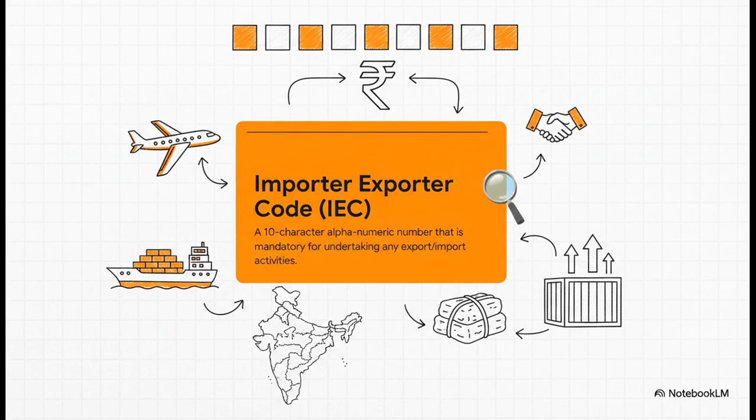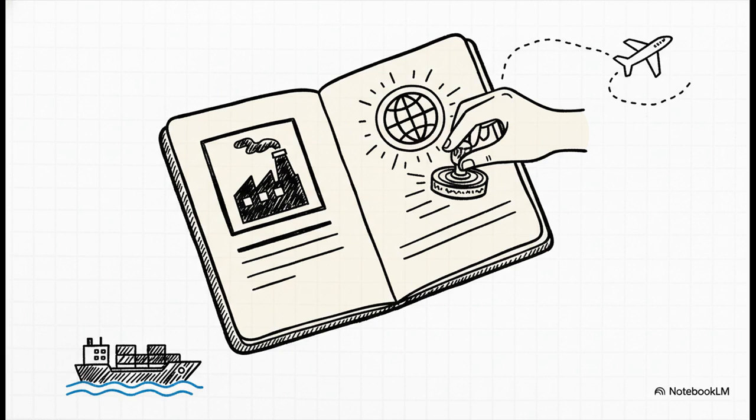Well, put simply, it's a unique 10-character code, a mix of letters and numbers. And for almost any business that wants to import or export goods or even certain services from India, having this code, it's not just a good idea, it's mandatory. Now, here's the easiest way to wrap your head around this concept. The IEC is basically your business's official passport. Yeah, seriously. Just like you need a passport to travel, your business needs an IEC to trade across international borders. It's your official license to operate on the world stage.